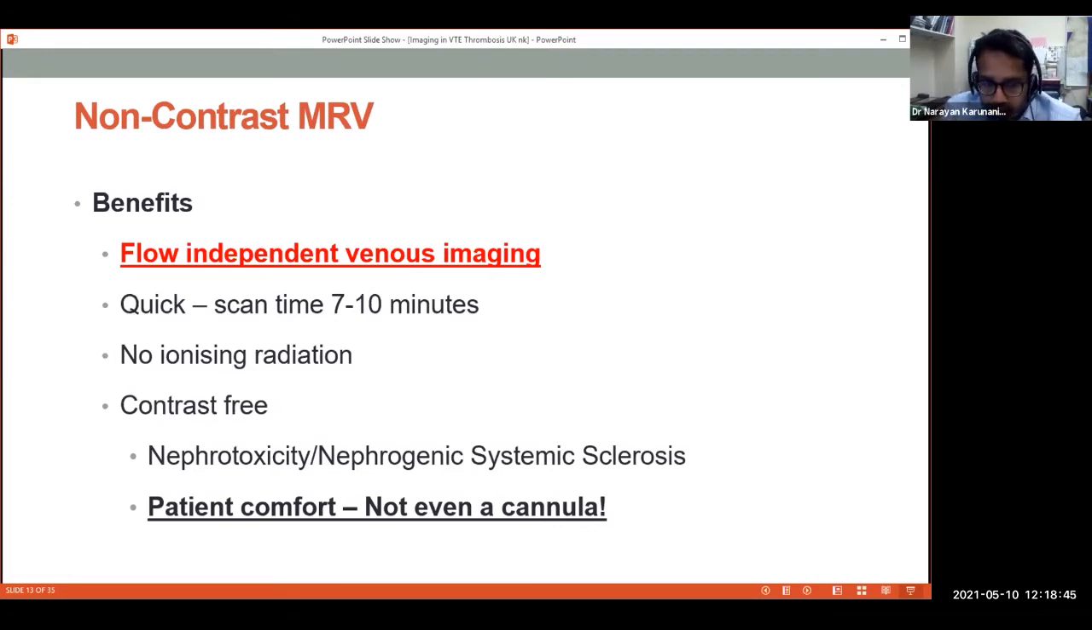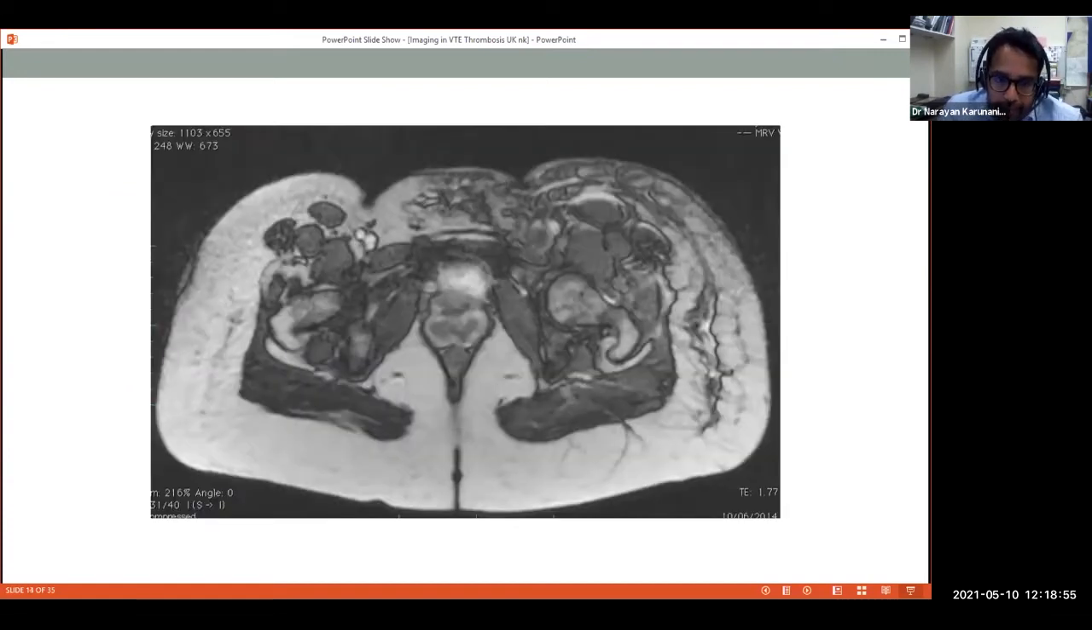It importantly doesn't involve any ionizing radiation, and it doesn't involve any administration of contrast agents, which may have either allergic or other consequences for the patient. And so these are the type of images we acquire here.